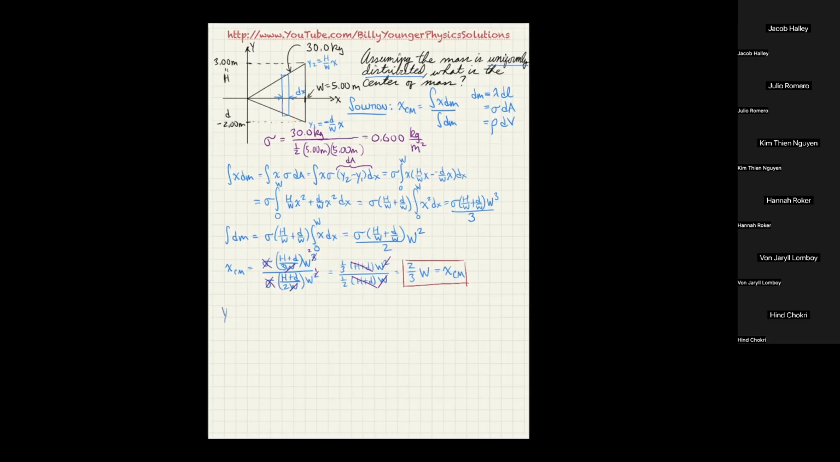So the y center of mass is a little bit more of a pain because, for starters, I'm going to have to do the integral in two pieces, a piece for the top half and then a piece for the bottom. And I say half, it's not half, but a piece for the top triangle and a piece for the bottom triangle. Let me draw that again in a coordinate system so that we can make some sense of it.